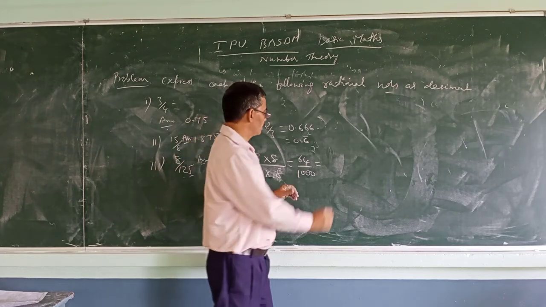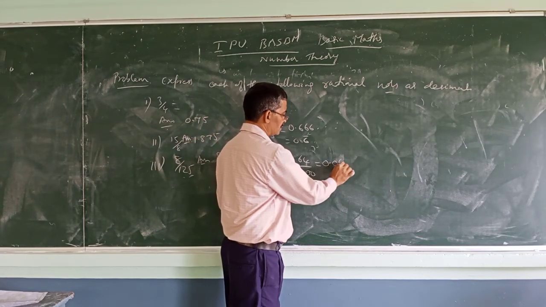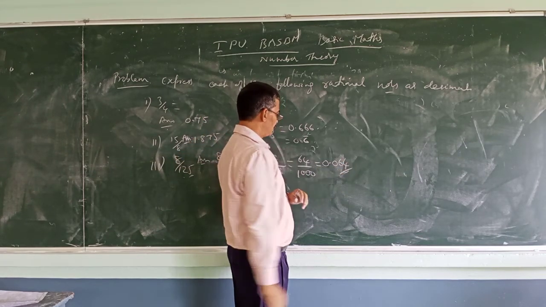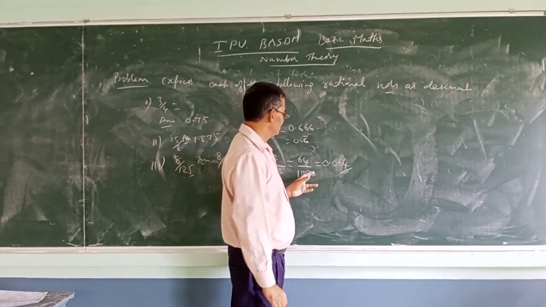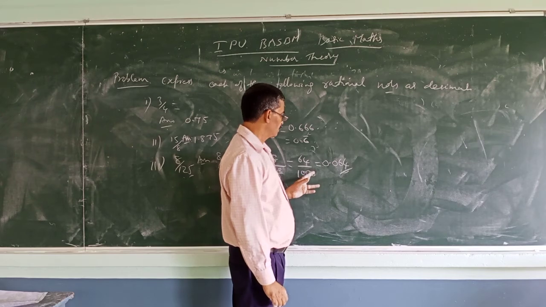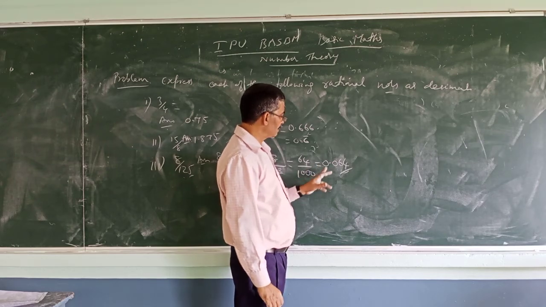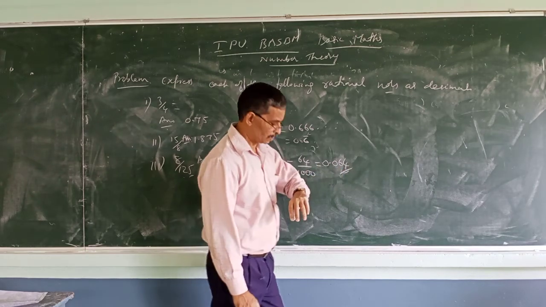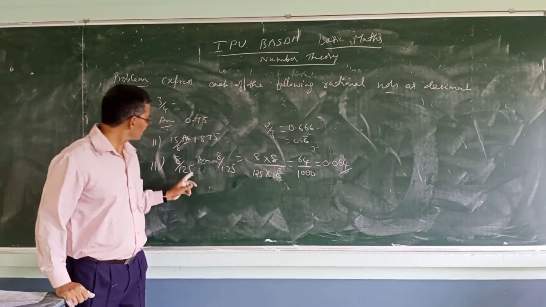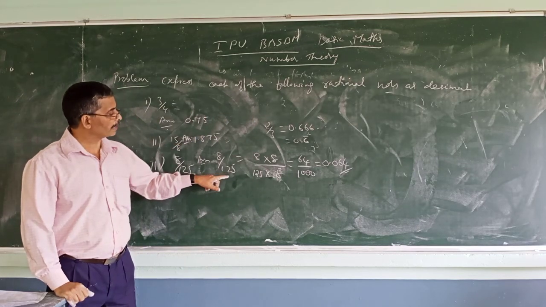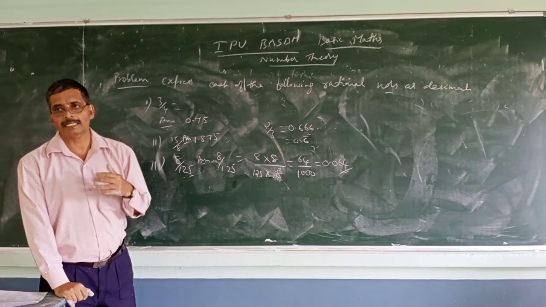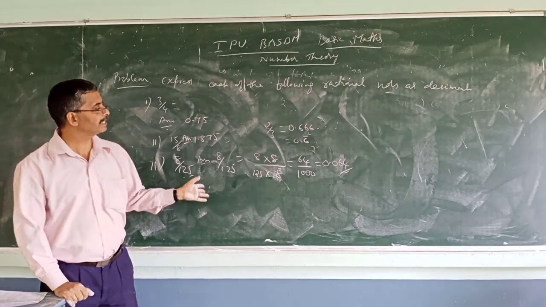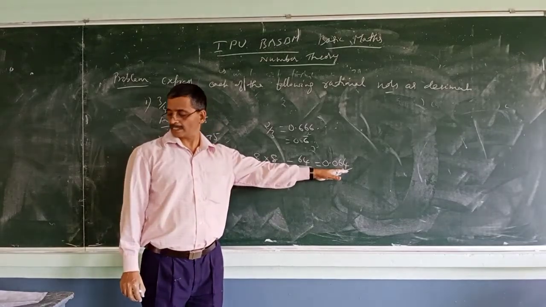So this will be equal to 0.064, dividing by 1000. 64 by 1000 is equal to 0.064. So for numbers of this form, you convert the denominator into 1000. Once you convert it into powers of 10, like 10, 100, 1000, then it is direct and you can get the answer easily.